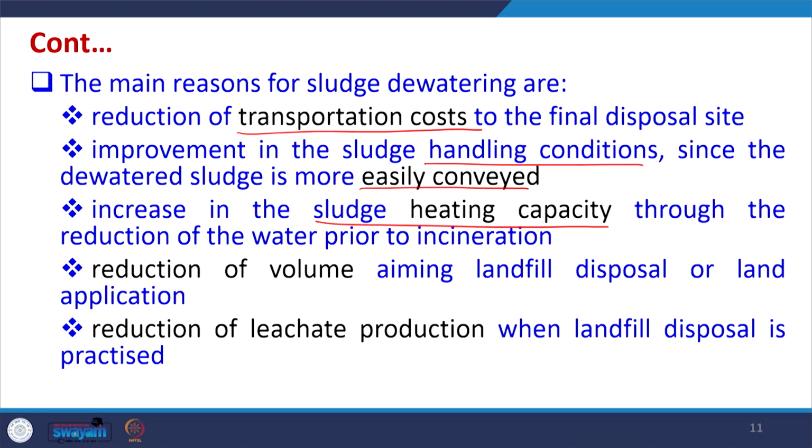Next, reduction of volume aiming at landfill disposal or landfill application. If volume reduction takes place, the same landfill area can be used for a longer time. Then also, reduction in leachate production when landfill disposal is practiced. If the water has already been reduced, the amount of leachate produced during landfilling will be lower. These are the essential benefits of sludge dewatering. That is why sludge dewatering is one of the essential steps in sludge management itself.